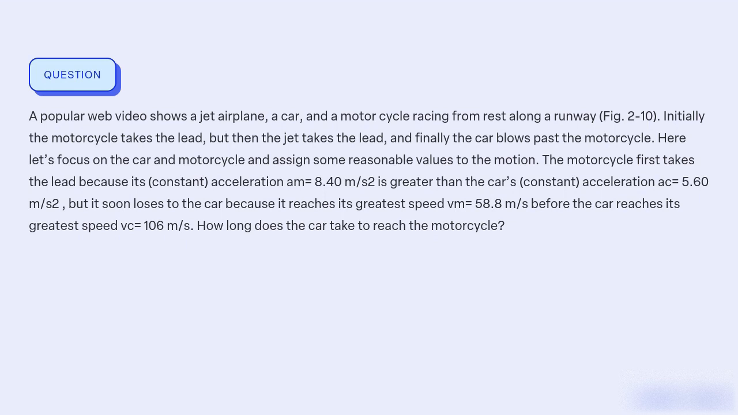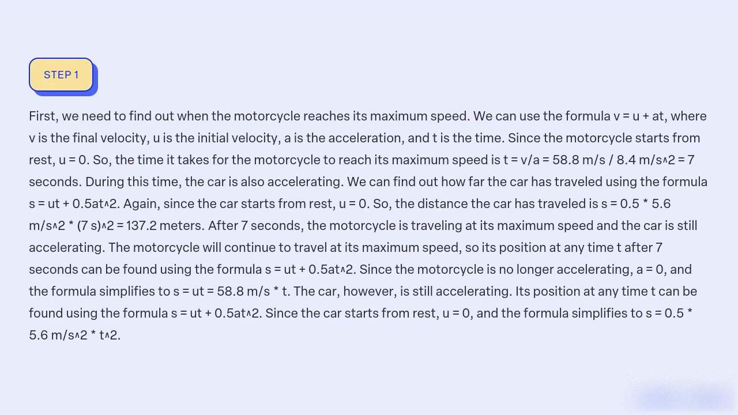What is the time it takes for the car to surpass the motorcycle in the race, considering their respective accelerations and maximum speeds? First, we need to find out when the motorcycle reaches its maximum speed. We can use the formula v = u + at, where v is the final velocity, u is the initial velocity, a is the acceleration, and t is the time.